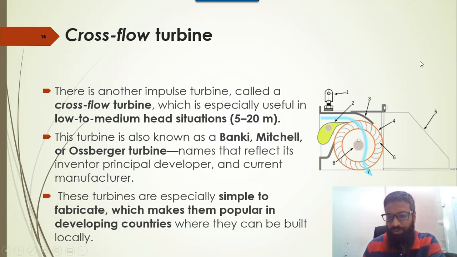So this is the water inlet, and due to this water inlet, this turbine starts rotating, and this is the outlet where the water goes out, so it does not disturb the flow of the turbine.